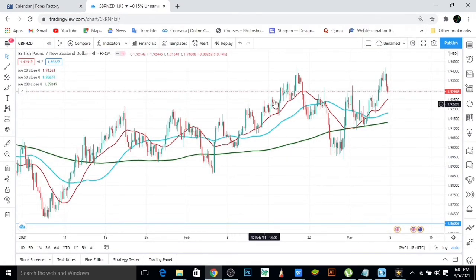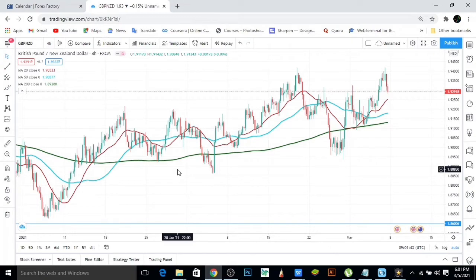The red is the 20 moving average, right? The blue is the 50 moving average. The green is the 200 moving average, right? Now, there are different ways to use this to your advantage.